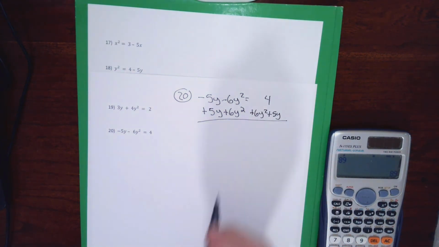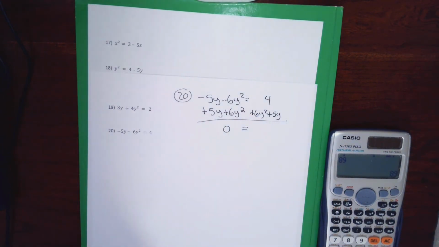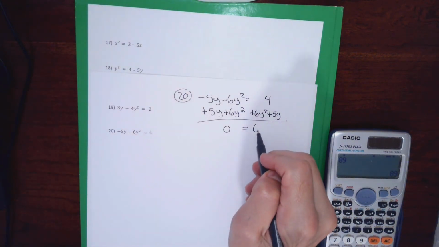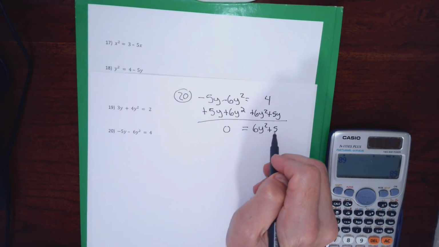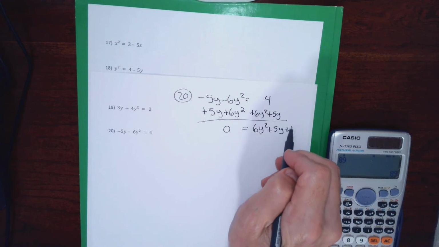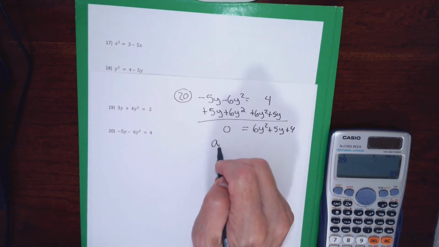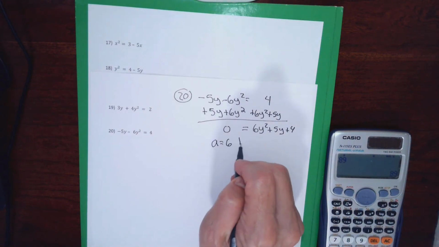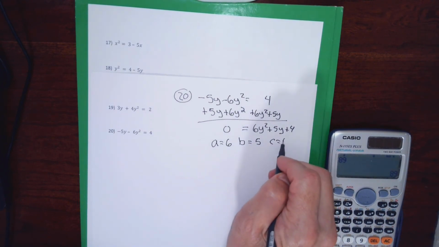On the left side, I just lined everything up. The 5y's on top of each other, the 6y squareds on top of each other. On the right side, I need to write them in standard form. So I'm going to write the 6y squared first, the plus 5y second, and then a plus 4. And now my A is 6, my B is 5, and my C is 4.